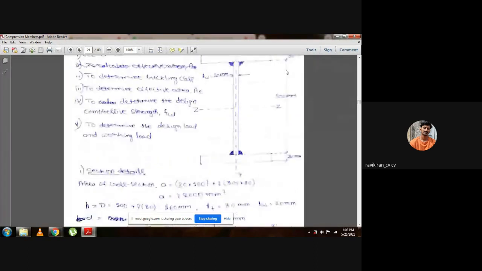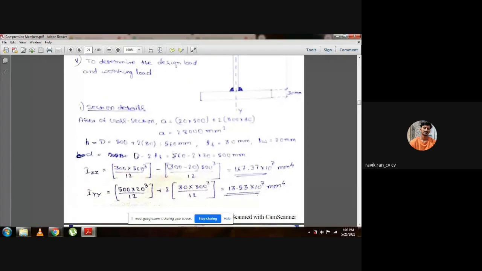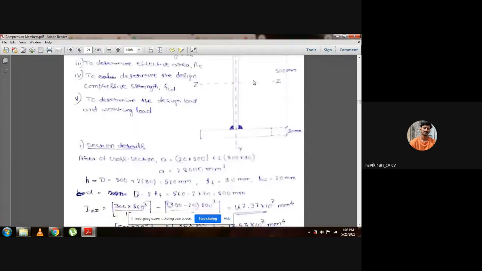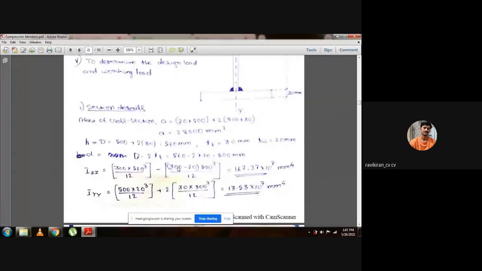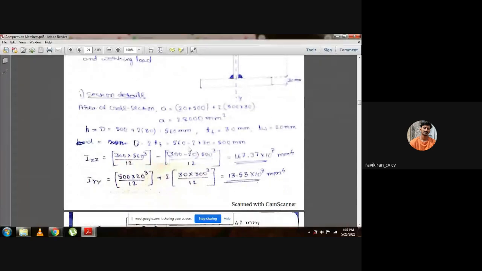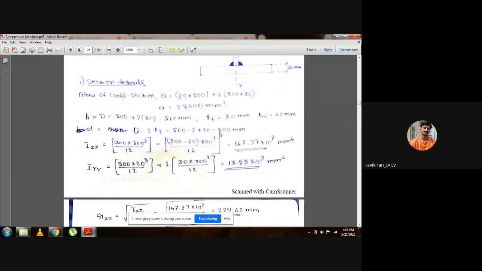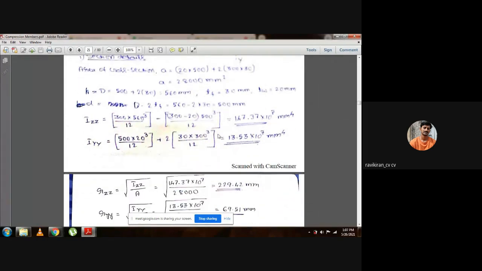What is the total height? 500 is inner to inner or web height, and plus 30 is flange thickness, that is 560. Thickness of the flange 30 millimeter, thickness of the web 20 millimeter. And what is the effective thickness? That is web, because here, see here, it is not curved. We should consider 500 itself. 560 minus 2 into 30, that is flange thickness, if you deduct, we will get effective length as 500 millimeter.